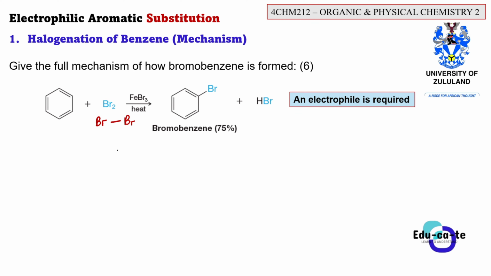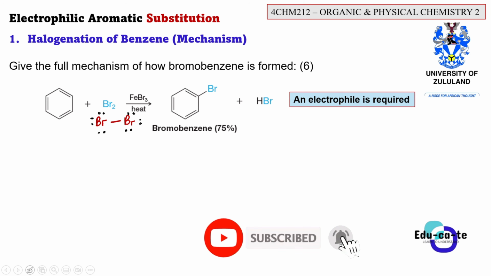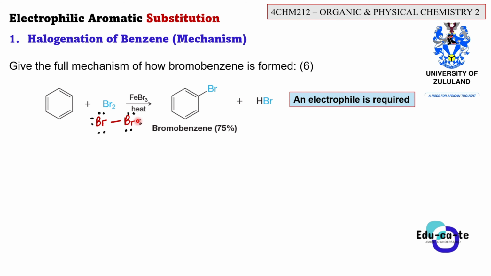And if we put the dots representing the lone pairs of electrons, we must have 1, 2, 3, 4, 5, 6, 7, 8, 9, 10, and then 11, 12, and then 13, 14 within here. So this is Br2. This is the Lewis structure of Br2. All right. And here we want to give the full mechanism of how bromobenzene is formed. How is bromobenzene formed in this particular case?